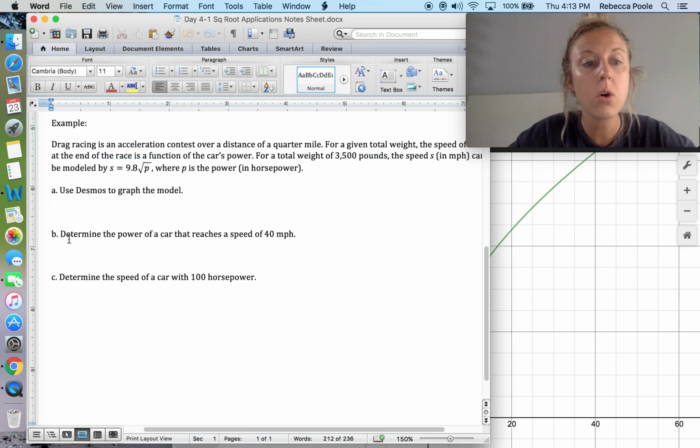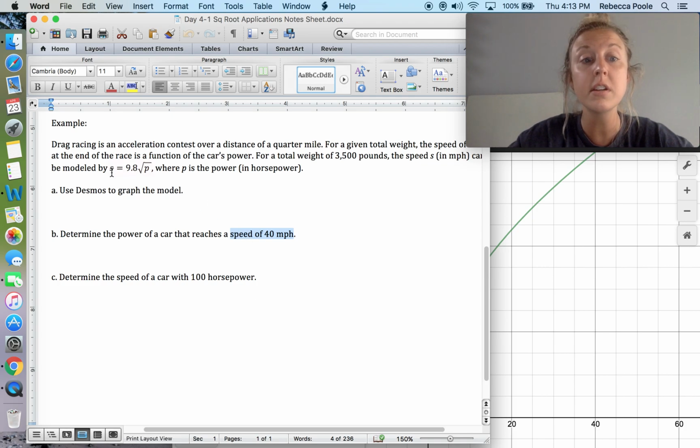All right, so now part B says determine the power of a car. So we're looking for the power, okay? If you look at your equation, the power is the independent variable. So we're looking for the x, which means they should have given me the y. Let's keep reading. Determine the power of a car that reaches a speed of 40 miles per hour.